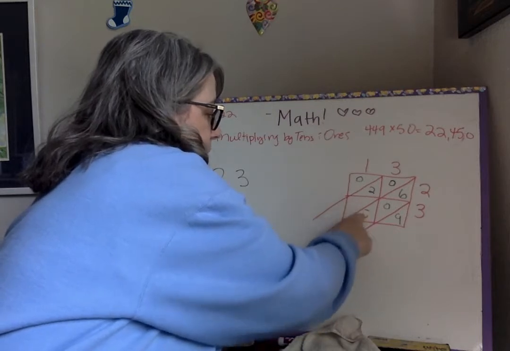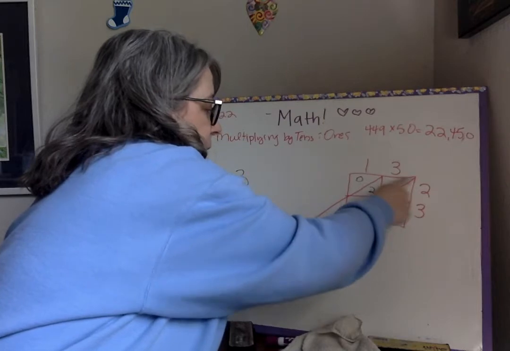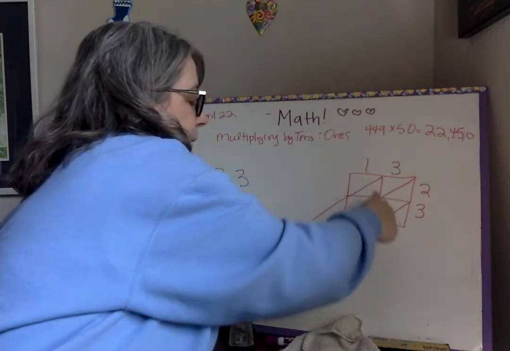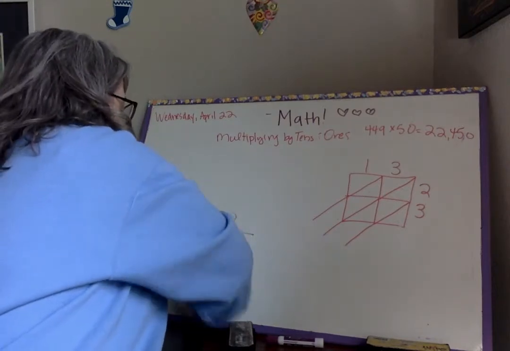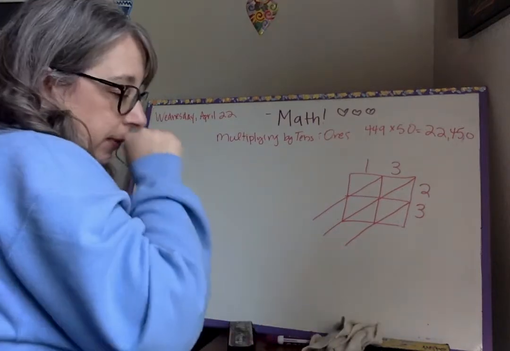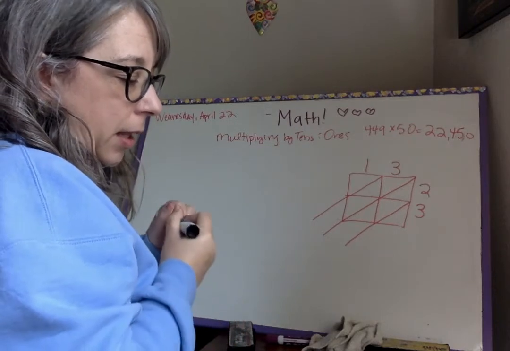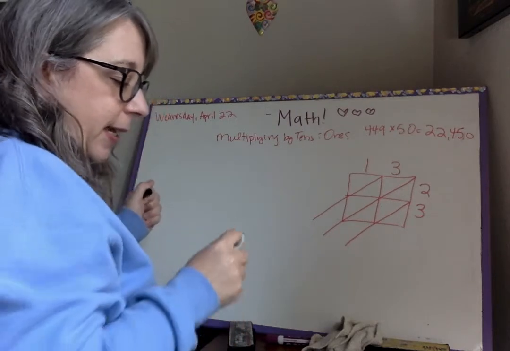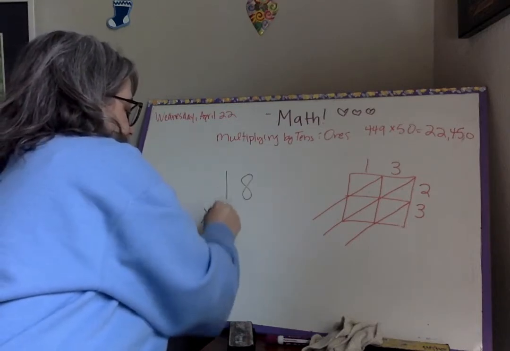All right, let's try another one. Let's see if we can find one where we're going to regroup, because we need to remember that when we're regrouping with the lattice, we still have to add if it's over 10. So let's practice 18 times 96. 18 times 96. Okay.